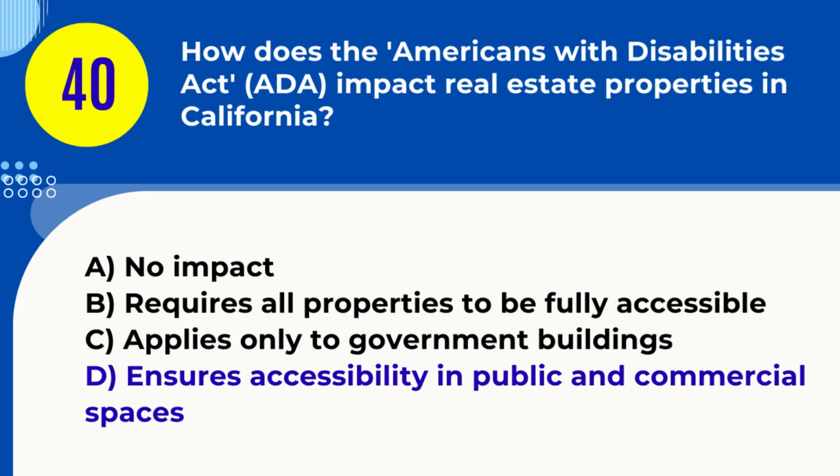Answer. D. Ensures accessibility in public and commercial spaces. Explanation. The Americans with Disabilities Act, ADA, impacts real estate properties in California by requiring accessibility features in public and commercial spaces. This ensures that individuals with disabilities have equal access to facilities.